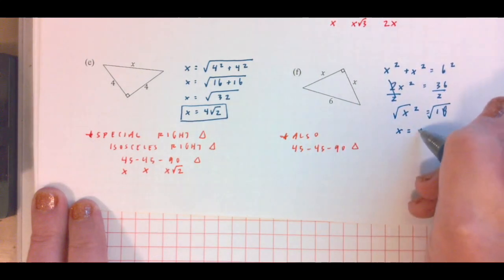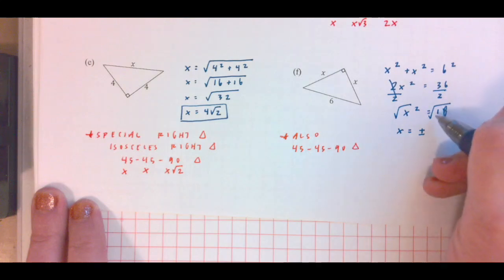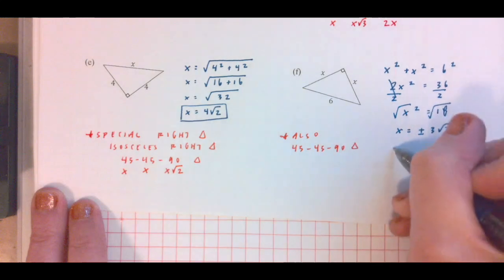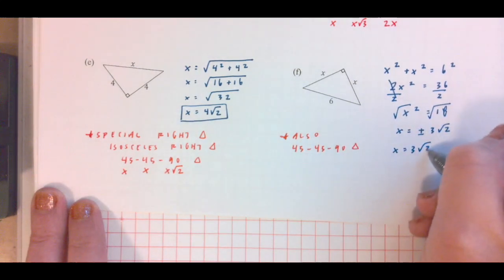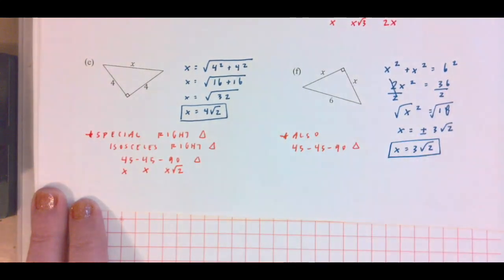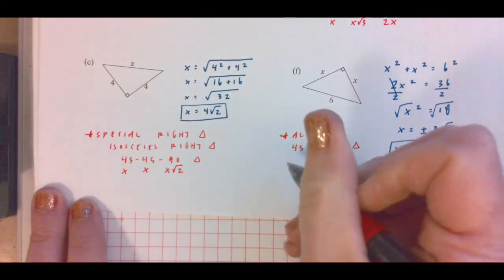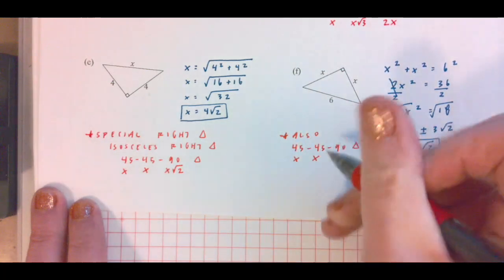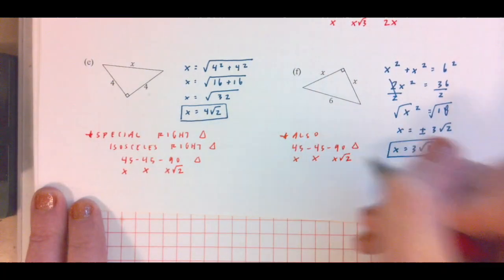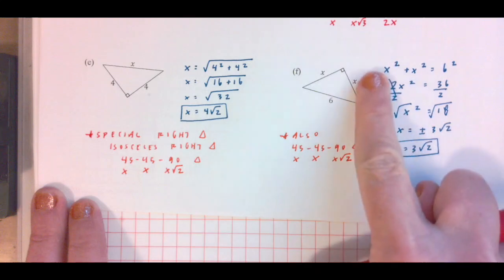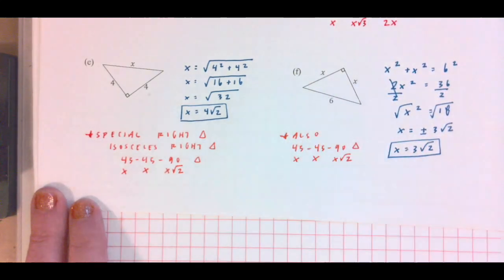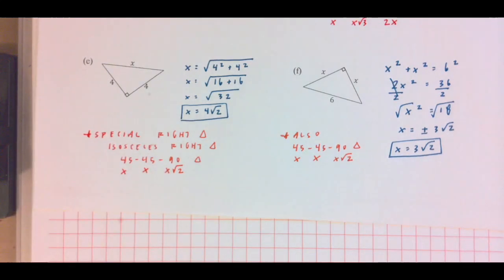x would be plus or minus. I know that that's 9 times 2, so 3 root 2. But again, can't be negative. Only taking the positive. Okay, let's check that pattern. If the 2 legs are the same, they both be 3 root 2. The hypotenuse should be x root 2. So if I take 3 root 2, and I multiply by root 2, that would be 3 times 2. That would get me back to 6. That pattern holds.